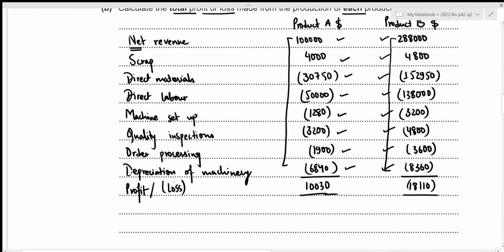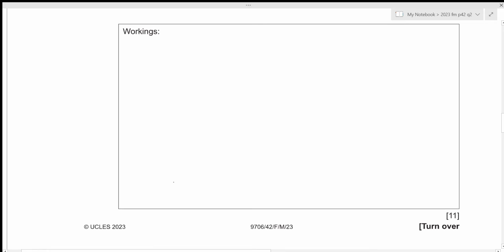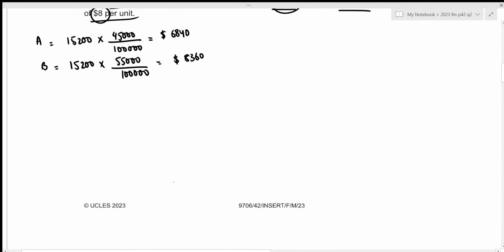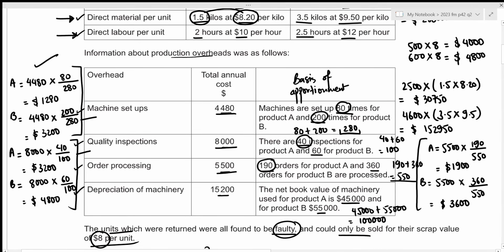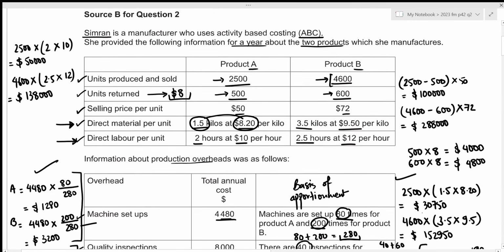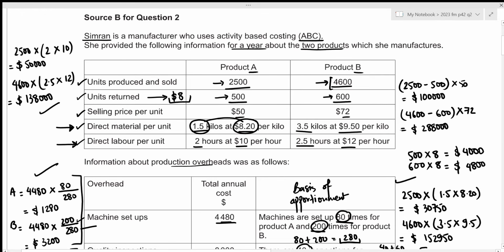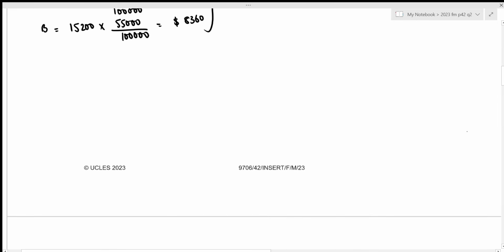Let's move towards the third one. And we're given the working section as well. So remember to include all of these workings, all of these that we did before, in that particular box. So you need to show all of your workings so that you get your markings correctly. So make sure you include all of these in the box given below.